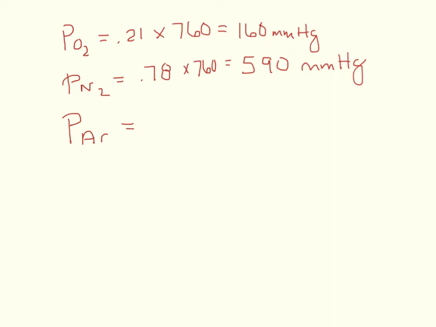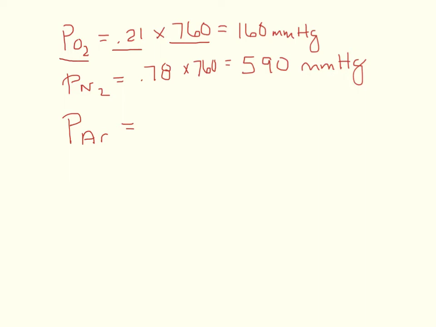All right, so this is problem number 3. It says air is a mixture of 21% oxygen, 78% nitrogen, and 1% argon by volume. What's the partial pressure of each gas at sea level where the total pressure is 760 millimeters of mercury? So here's what I did. To find the pressure of the oxygen, I took that 21%, but notice how I wrote it as a decimal, and I just multiplied by the total pressure, which was 760, and that gives me the pressure of the oxygen as 160.